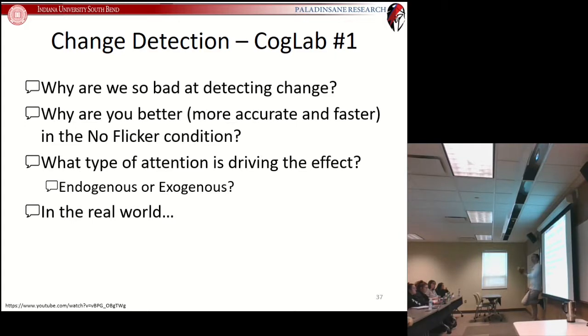So nothing in the flicker condition was grabbing your attention or drawing you towards processing that stimulus. It was all from within. You had a task. You had to detect if there was a change. You had that goal, and that's why you chose to attend to different aspects of the picture. That is endogenous processing, goal-driven, from-within processing of the stimuli.